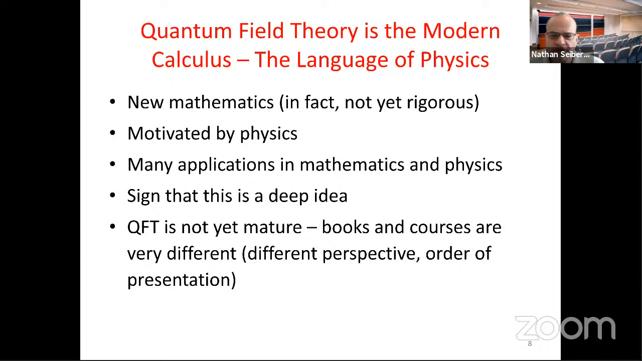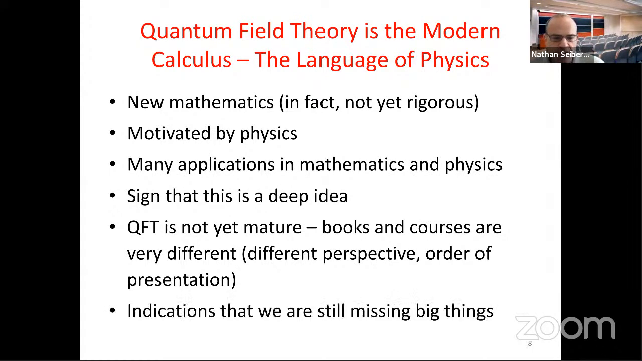However, quantum field theory fails the maturity test. I proposed a maturity test earlier for a field. The maturity test is whether all books and all courses are more or less the same. That's not the case for quantum field theory. Different books take different perspectives. The order of the presentation could be different. And this is a sign that the field is not yet mature. The presentation has not yet been streamlined. This and many other things tell us that we are still missing big things.